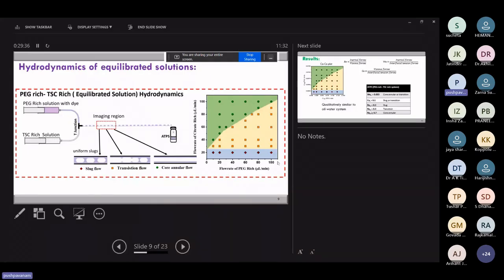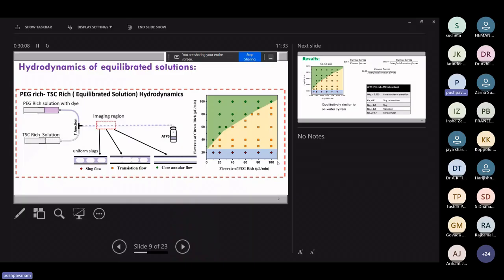So now if you want to work in a slug flow regime, you can use this flow regime map and say, look, I will choose my flow rate for PEG to be 40 and for citrate to be 20 microliters per minute, and then pump my liquid. I'm guaranteed to get slug flow, because that is how I want to do an experiment. Okay, where I can get uniform size slugs. So that's what I'm trying to show.